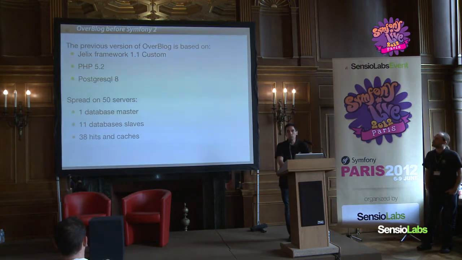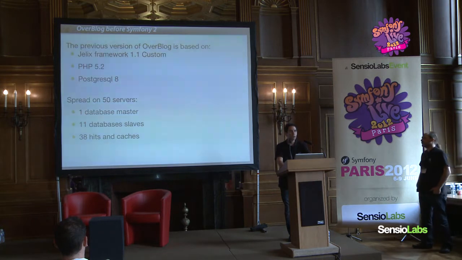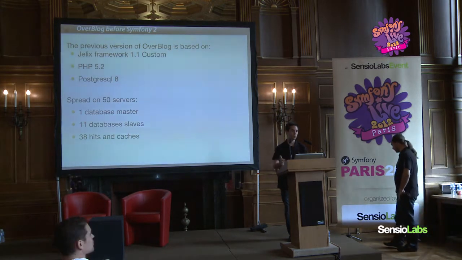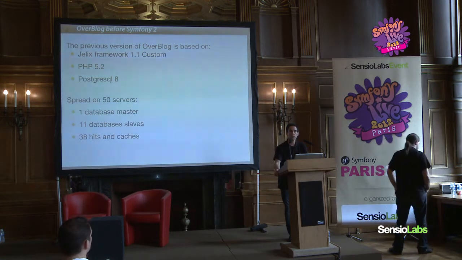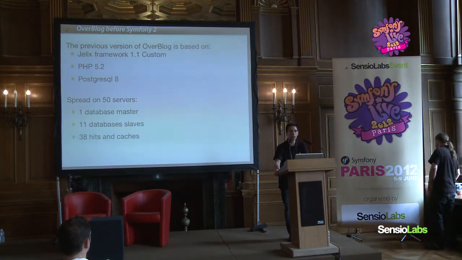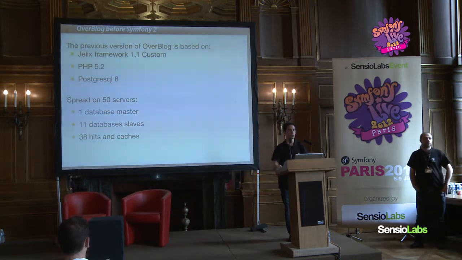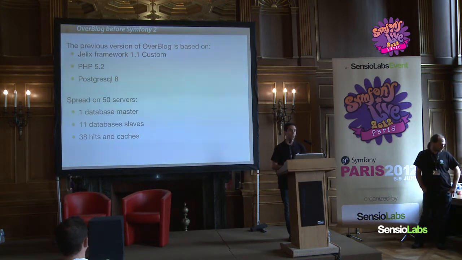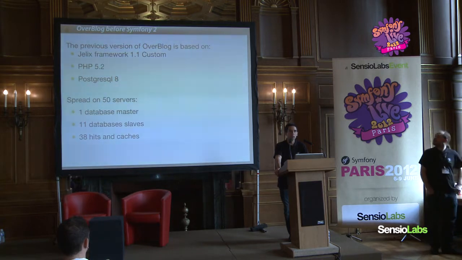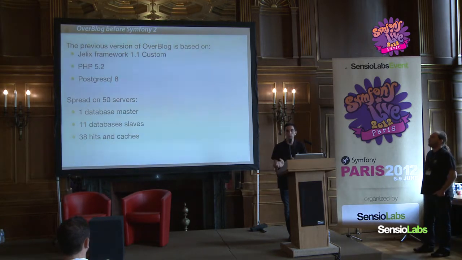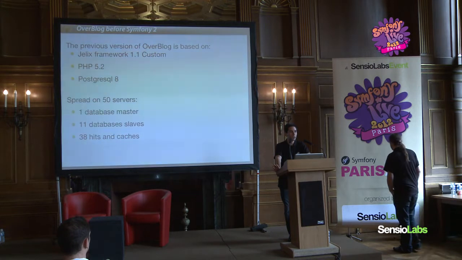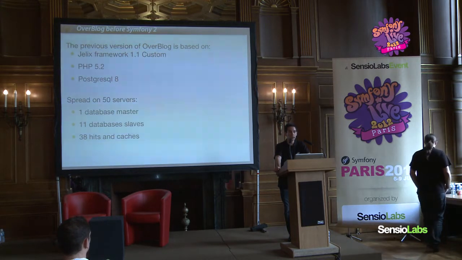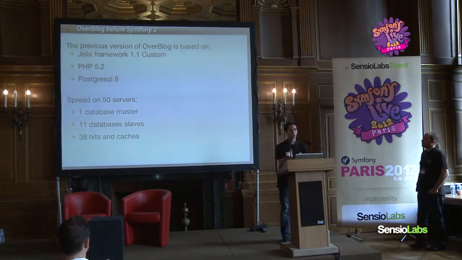But before we talk about Symfony 2: Overblog is now 7 years old, and we've always been with PHP. Things have changed in PHP. The current version, if you connect to Overblog.com until next week, for example, is version 1.1 with PHP 5.2 and Postgres 8. It runs on 50 servers for the generation of all the blog, administrative, and portal pages, with 11 database slaves and 38 hits and caches.